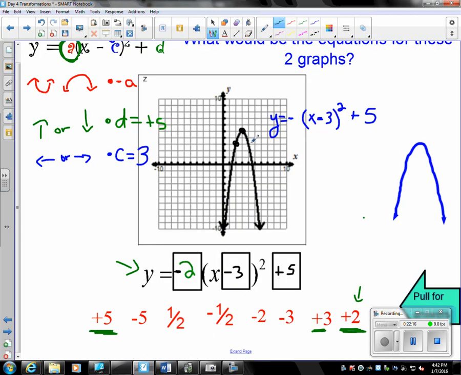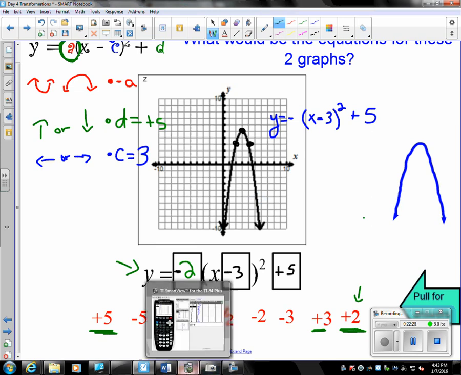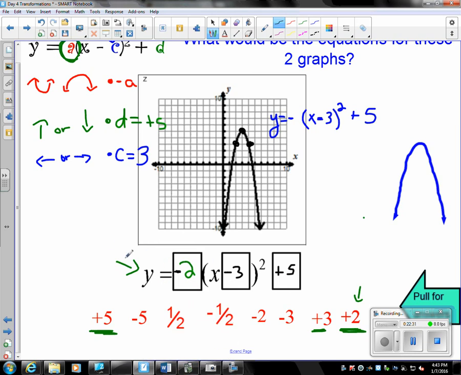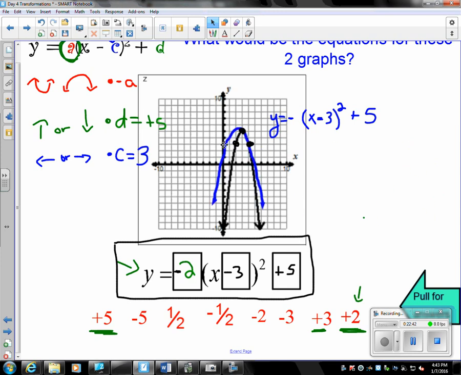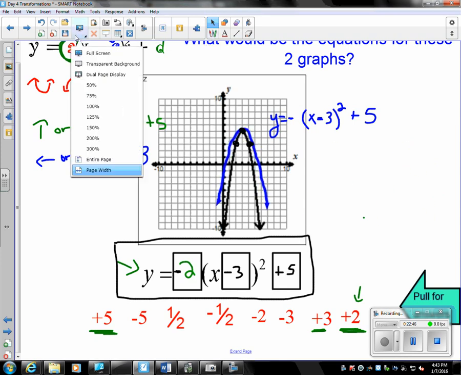So its symmetrical pair would be here. 1, 2, 3, 4, 1, 2, 3. Okay, cool. So it looks like this is indeed the correct equation. We had a vertical expansion, or it was made skinnier as compared to the parent function. So we knew that our a value had to be greater than 1.